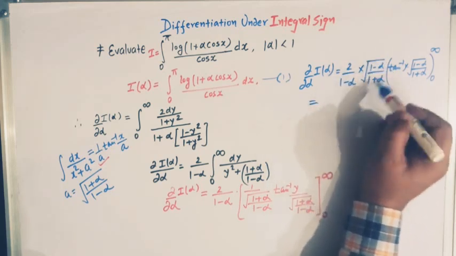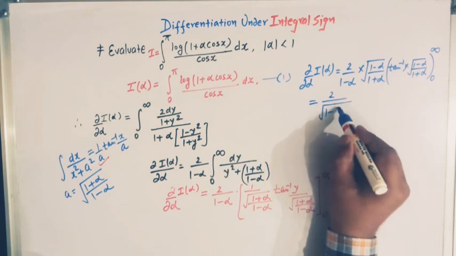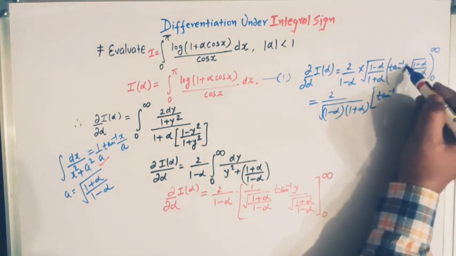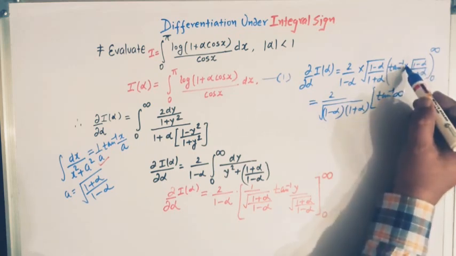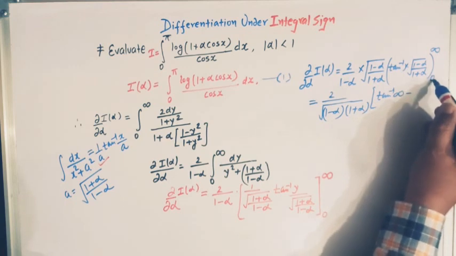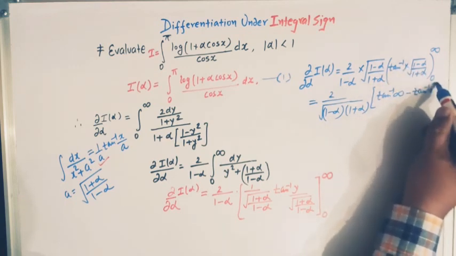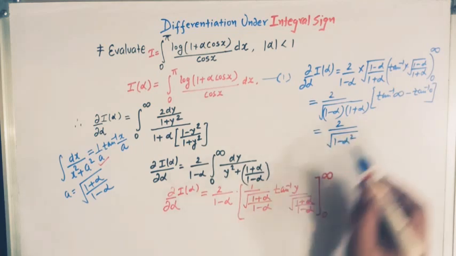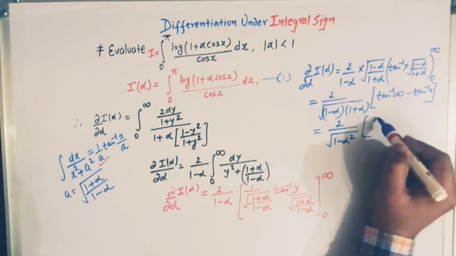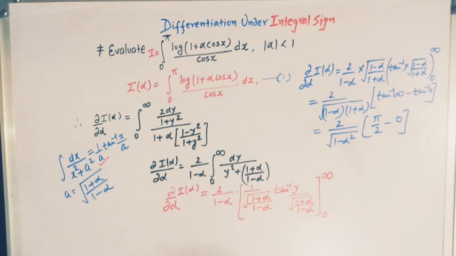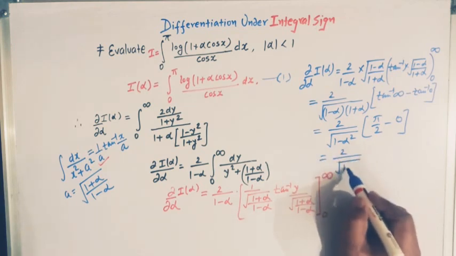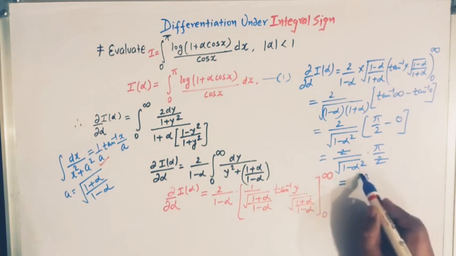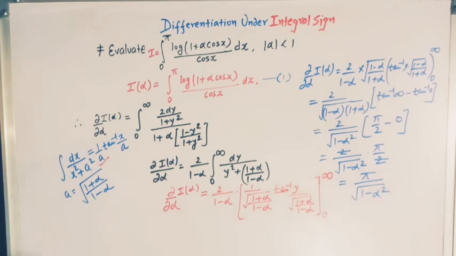So now this expression can be written as 2 over 1 minus alpha times 1 plus alpha, and here we have tan inverse of, first we will substitute infinity for y, then we have 0 for y, so we have tan inverse 0, right? So now this expression becomes 2 over square root of 1 minus alpha square, and here we have tan inverse of infinity, which is pi over 2, minus 0, right? So now this is 2 over square root of 1 minus alpha square times pi over 2. 2 and 2 get cancelled, so we are left with pi over square root of 1 minus alpha square, right?